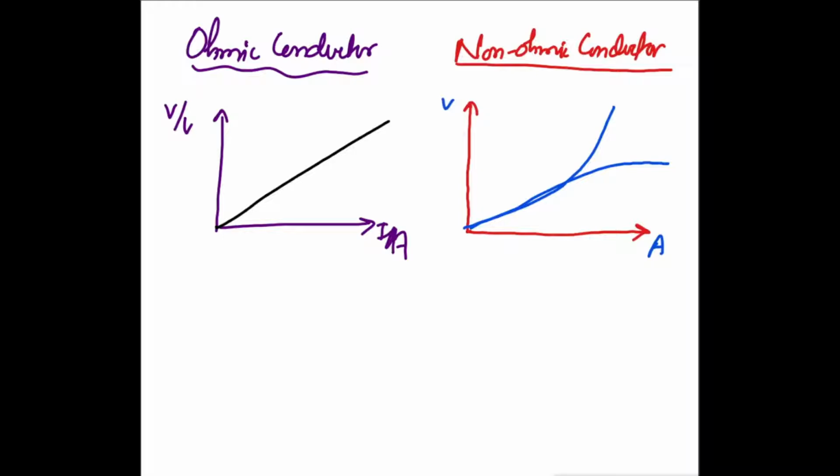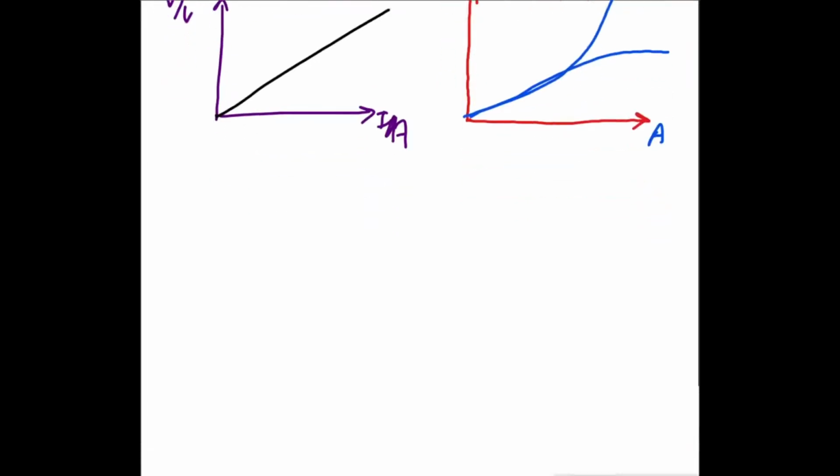So over here we have a non-ohmic conductor, and in your syllabus, we have two non-ohmic conductors. The first one is the filament lamp, and the second one is the diode. The diode is, you can say, a bit of an advanced electronic component. So we're going to start with the filament lamp and then we're going to move to the diode, right?